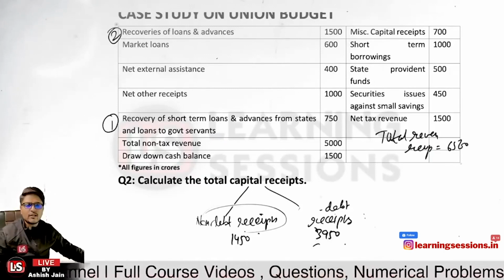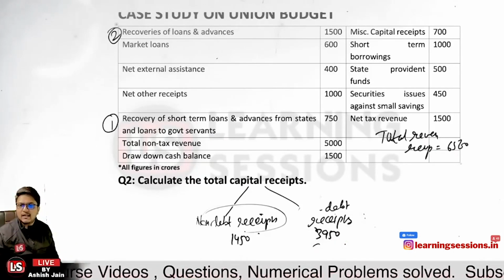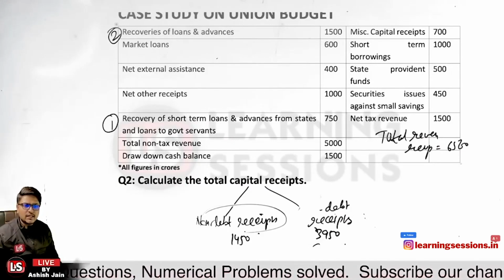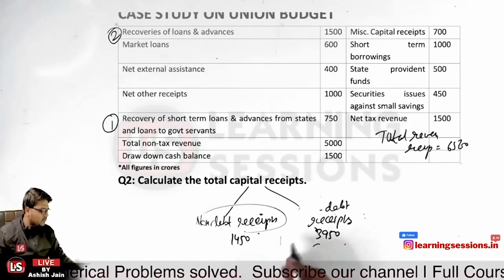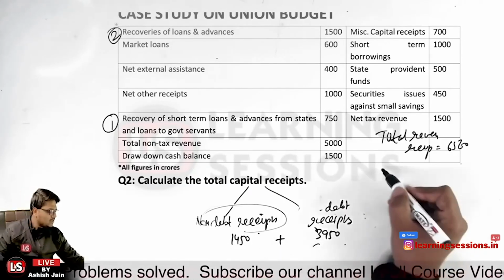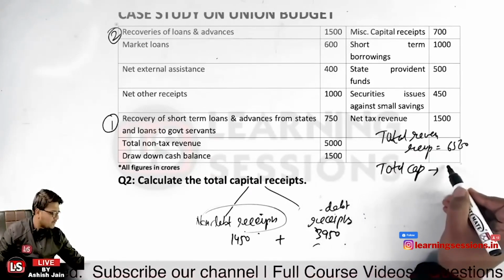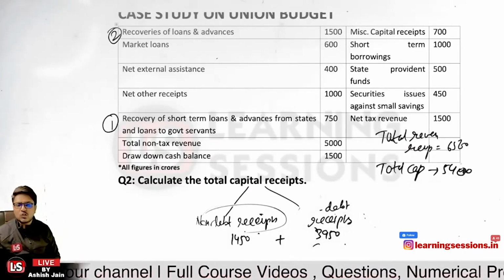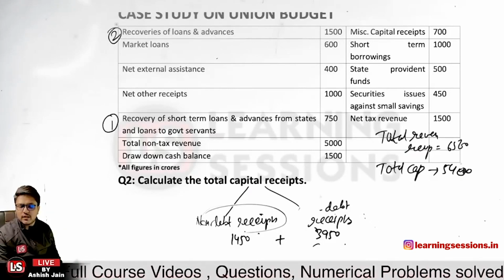So we were to calculate the capital receipts now, that is the sum total of the debt receipts and the non-debt receipts. That is equal to 3950 plus 1450, that is equal to 5400. So the total capital receipts are equal to 5400 over here. Okay, so that would be related to question number 2 over here.